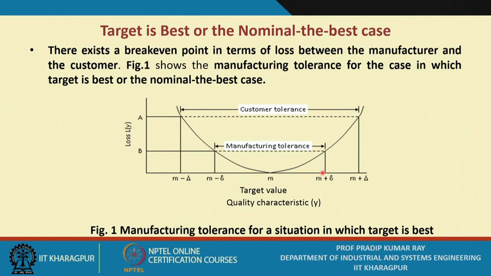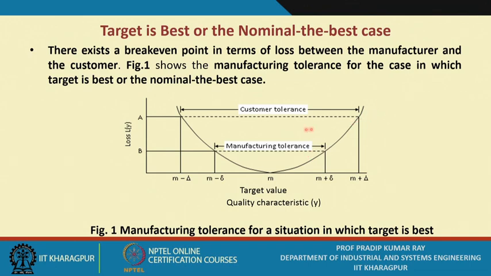Now you need to specify it. The idea is very simple. Before you ship the product or the component with this customer tolerance, make sure that the value of the quality characteristic lies within the manufacturing tolerance range, that is, between m minus small delta and m plus small delta. If you find that the value is somewhere here or here, but it has not crossed m plus delta or m minus delta, then comfortably you say, I will send the item, the component, the product to the customer.